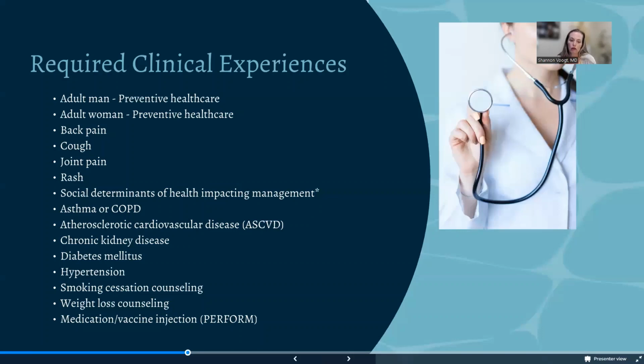The only procedure we require them to perform on this rotation is some kind of vaccine or medication injection. Again, this should be pretty easy, especially during flu season, when we give a lot of flu vaccines. But if you have other procedures that you do in your clinic, we really encourage you to include your student and allow them to practice those. We teach them how to do knee and shoulder injections, but if you do anything else in your clinic that's interesting, please include your student.